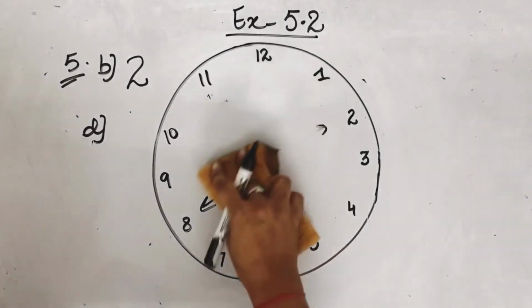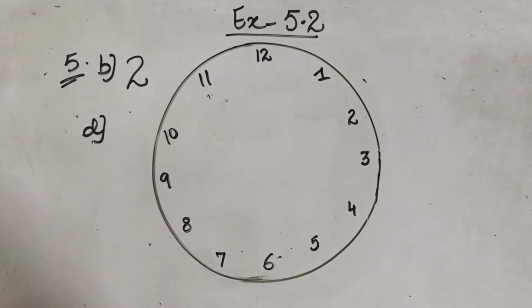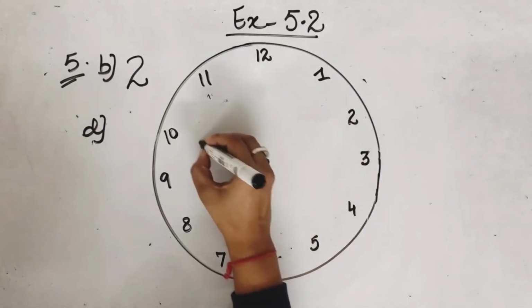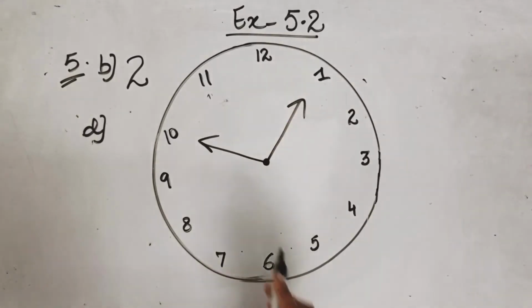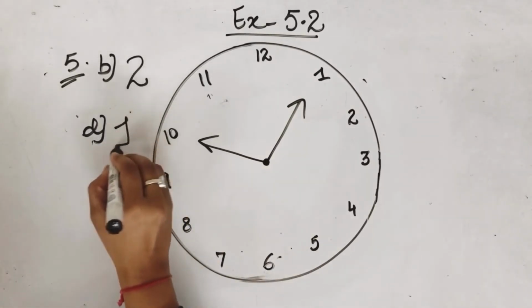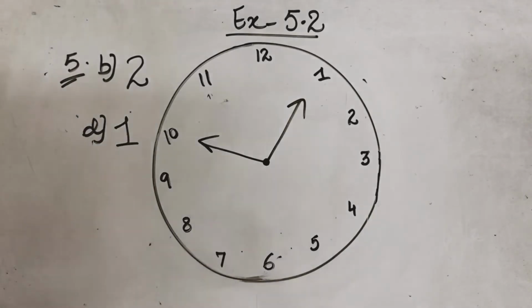Next I am doing D part. D part is from 10 to 1. It is at 10 and now 1. So in between there is one right angle.